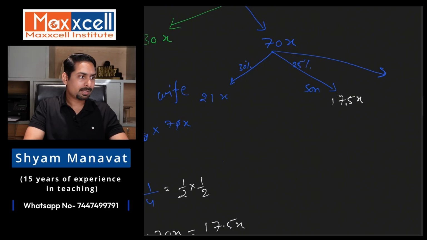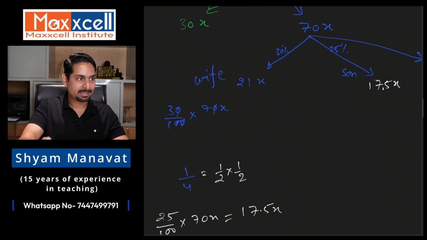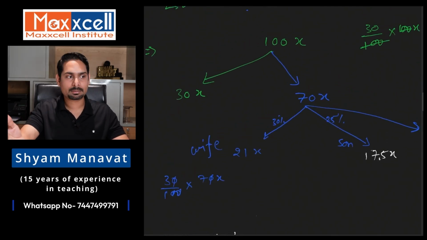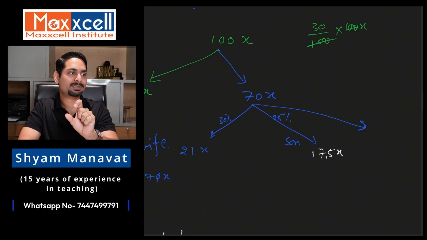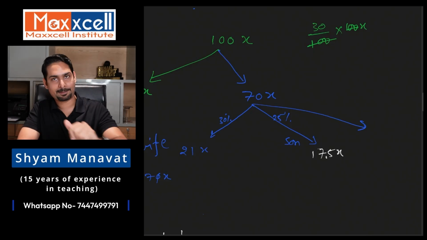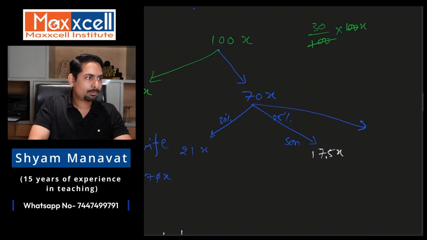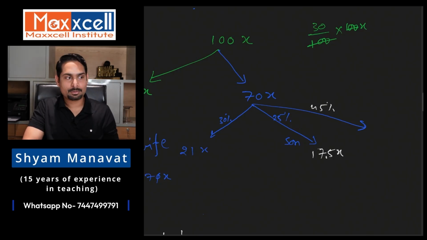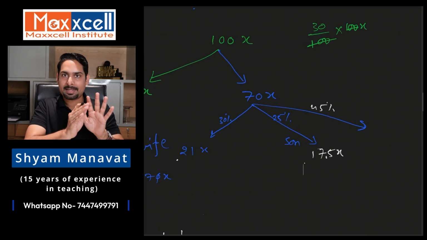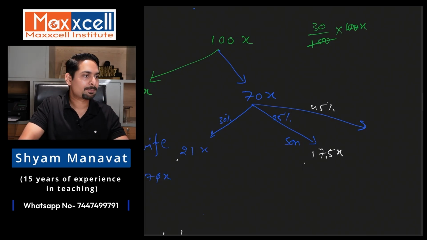I have shown you this calculation for you to practice. Otherwise we could have directly jumped to the conclusion for his daughters. How? If 30% has gone to the wife and 25% of 70 to the son, then how much percent of 70 is remaining? We could have calculated that directly. So 30% plus 25% is 55%. What is remaining is 45%. So 45% will go to his daughters. We could have done that instead of calculating this and this too. But as I said, I am showing you so that you can learn calculations.